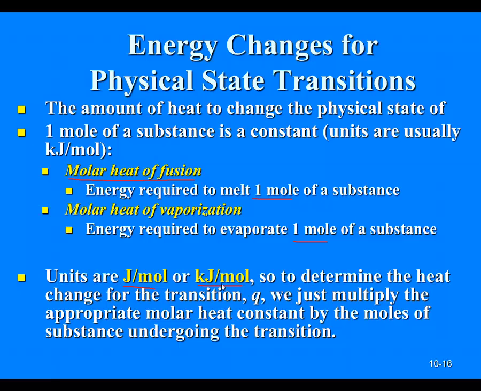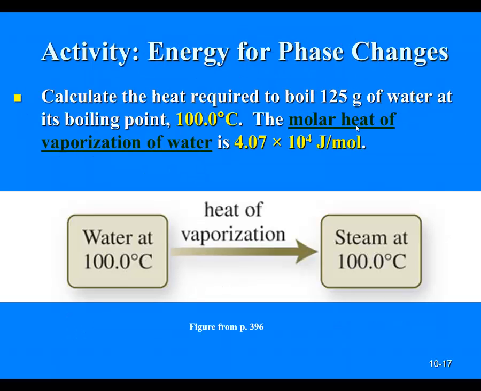Let's calculate how much energy it might require to boil a sample of water. Okay, so if I take a sample of water, I need to know the mass of the water I'm dealing with. So I need to know the sample size, how many particles do I have, how much water in this case do I have. So I have 125 grams of water, and the boiling point for water, let's say we're at about sea level at about 1 atmosphere, the boiling point of water will be 100 degrees Celsius.